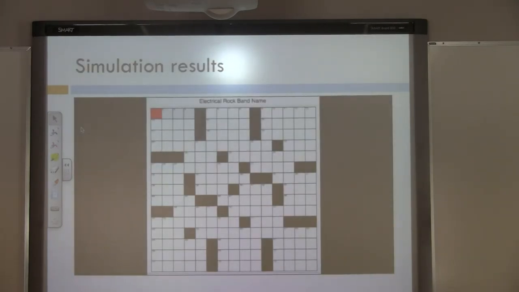So here are the simulation results. I will show you the comparison between the optimal and random strategies in solving the puzzles.